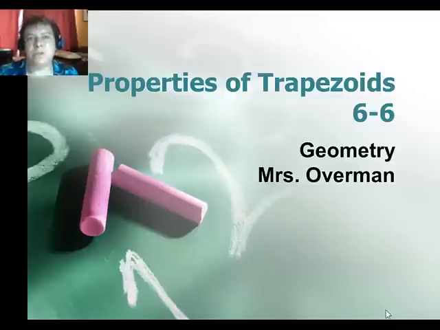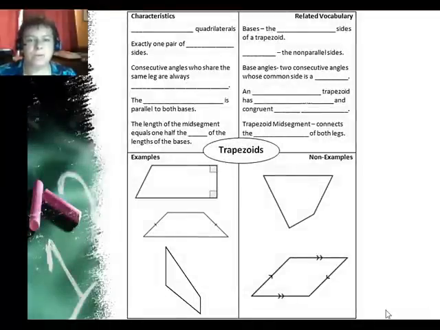Trapezoids are a special type of quadrilateral. So what makes a quadrilateral a trapezoid? Well, one of the characteristics is that it must be convex, just like the kite, no dents going inside, no cave-ins. Additionally, it has only one pair of parallel sides.